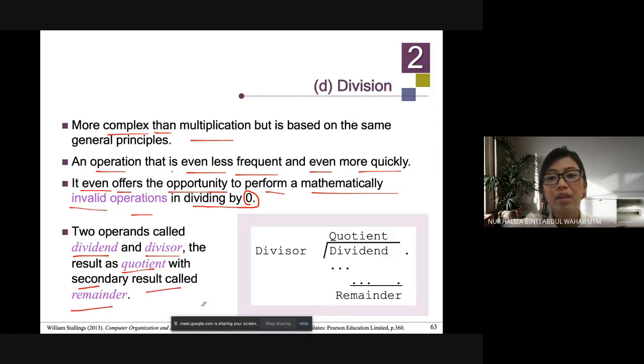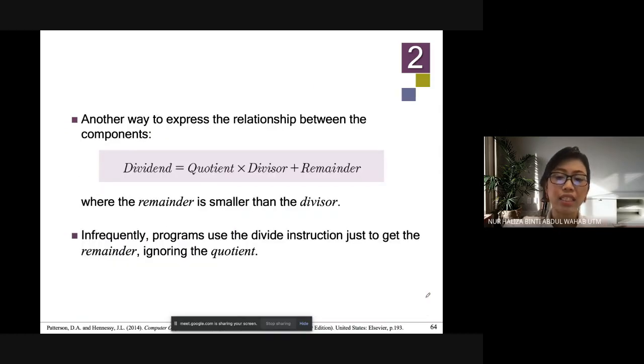So you have the remainder, this is already familiar. You have a remainder whenever you have a division. So you already played around with your mathematics last time. So I think it's not hard, just apply the methods. That's the purpose. So another way to express the relationship between the components.